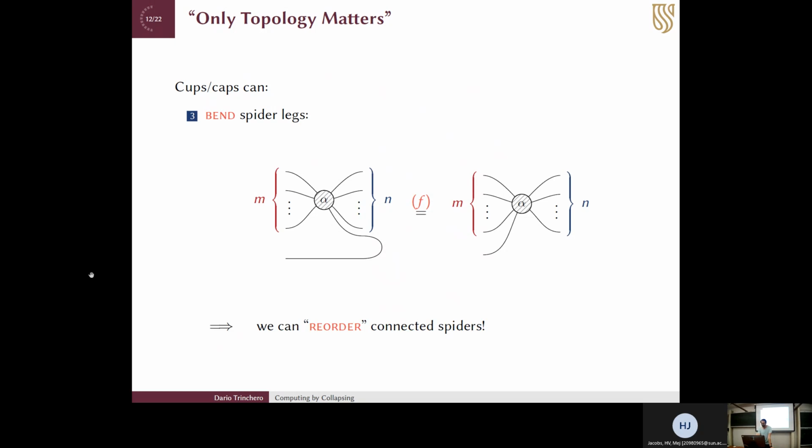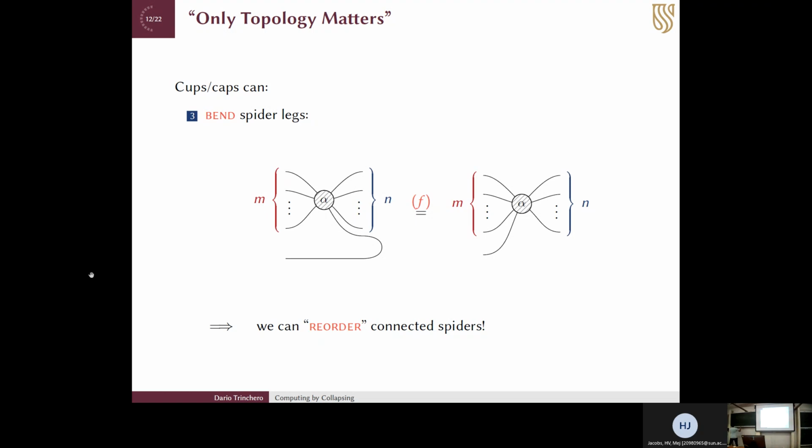More importantly, for our purposes, cups and caps can change spider legs from outputs to inputs, can bend spider legs. And what's relevant here is that a spider with a bent leg is still a spider. It's not some new mysterious linear map, it's just another spider. And again, this is actually just spider fusion, right? Because again, we have an invisible spider here that just fused with that one. The cross-hatching here indicates either color. So this is what lets us reorder spiders when they're connected.